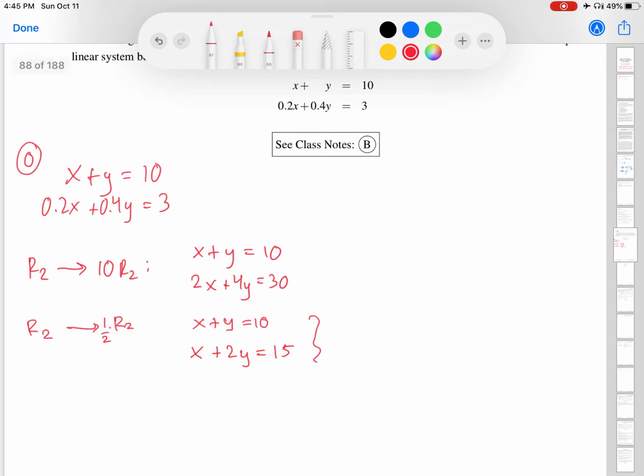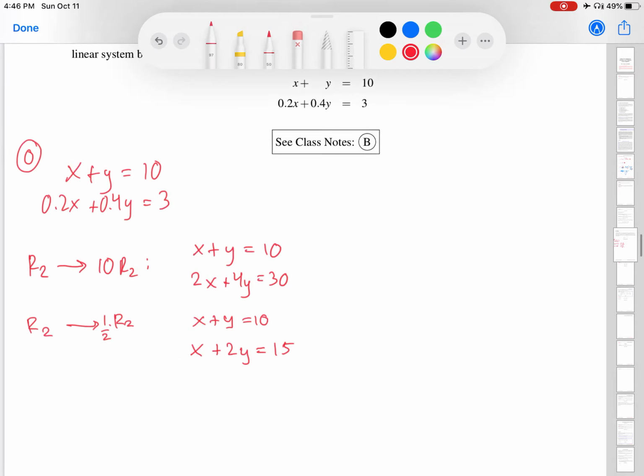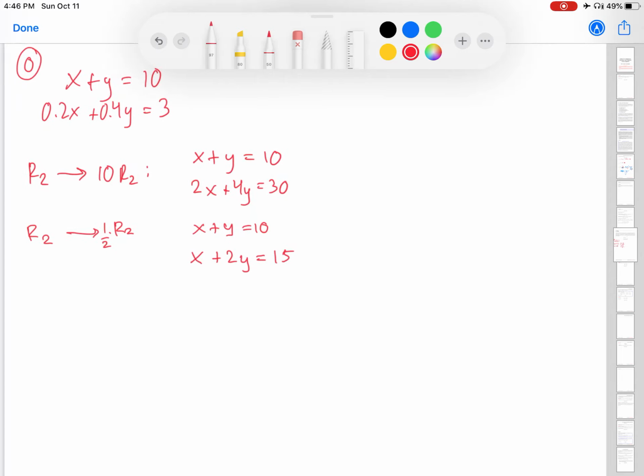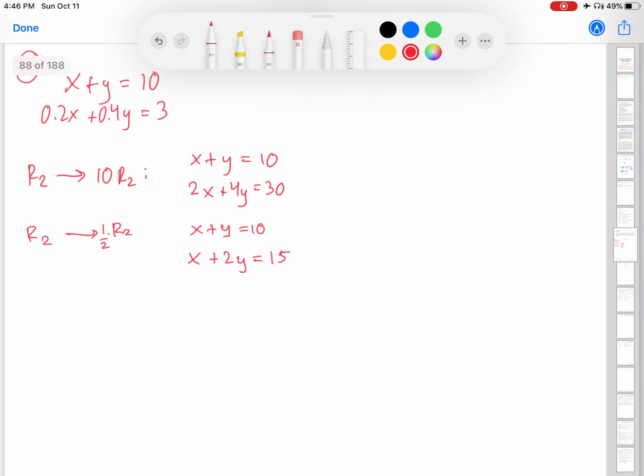Great. So now let's go back to solving the system. This is looking pretty good. Here I have x plus y. Here I have x plus 2y. It looks like I could eliminate the x's if I effectively subtract the two equations. So I'm going to do that now. I'm going to say row 2 is going to be replaced by row 2 minus row 1.